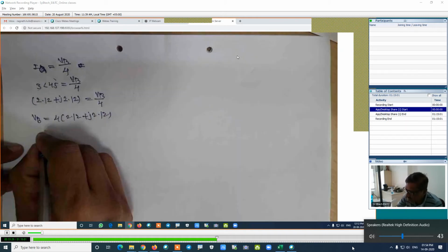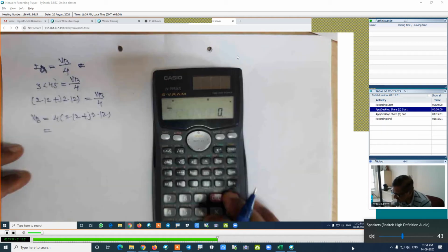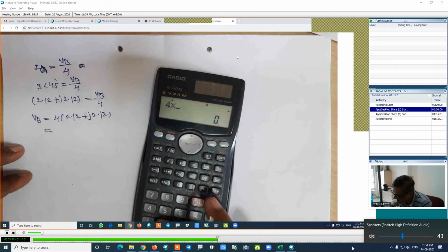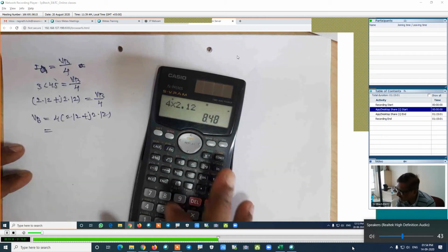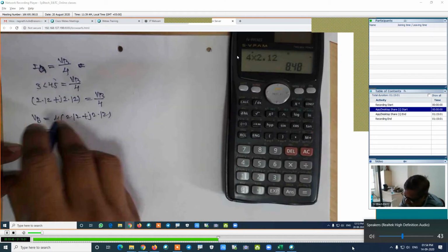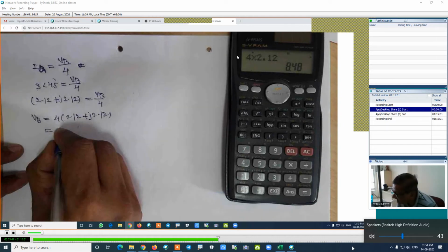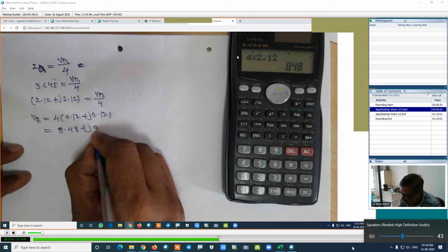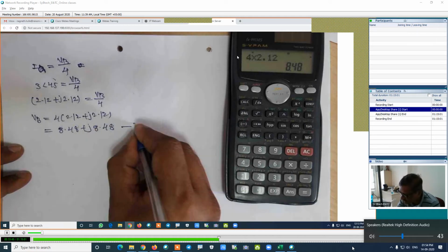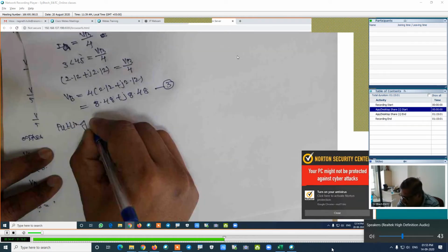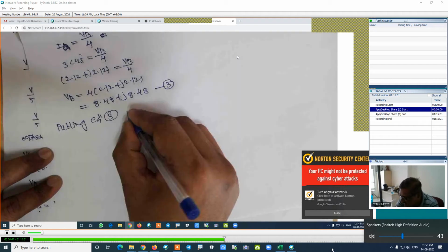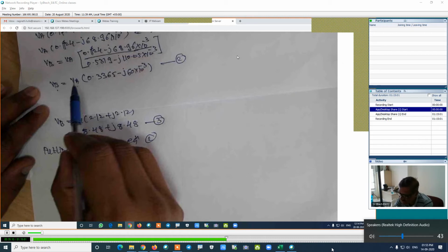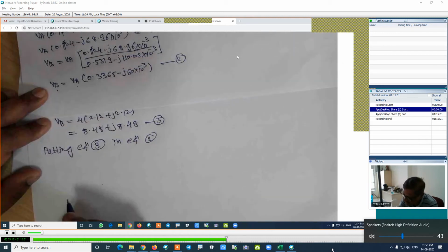I will do the simple calculation. It is 4 into 2.12, this calculation will be 8.48. Multiplying inside the bracket, that will be 8.48 plus j 8.48. This is equation number 3. Putting equation number 3 in equation number 2, means I am substituting the value of VB. How is the VB?